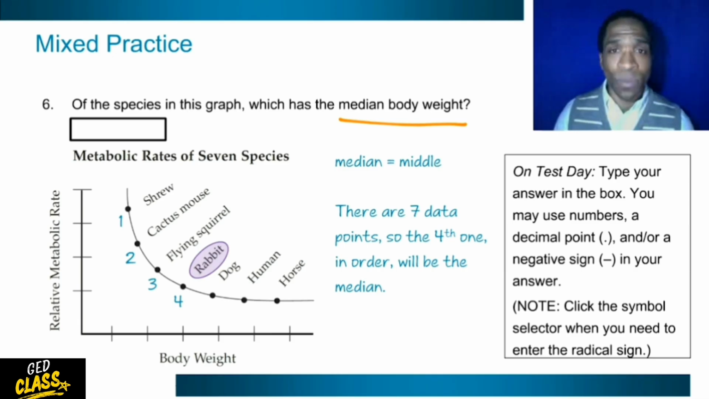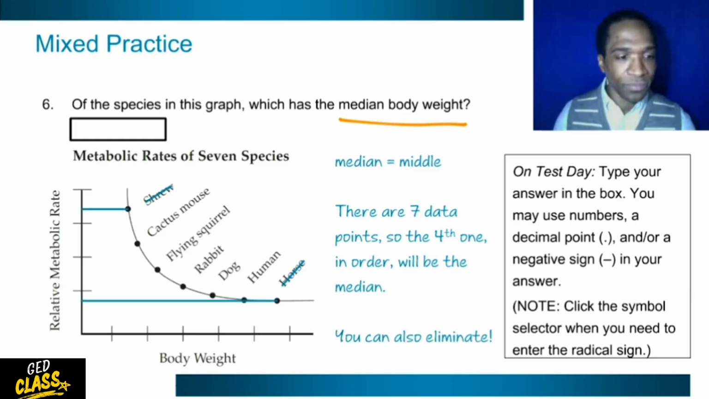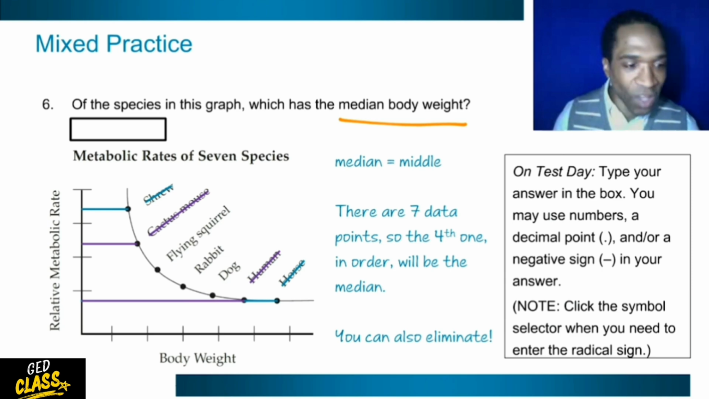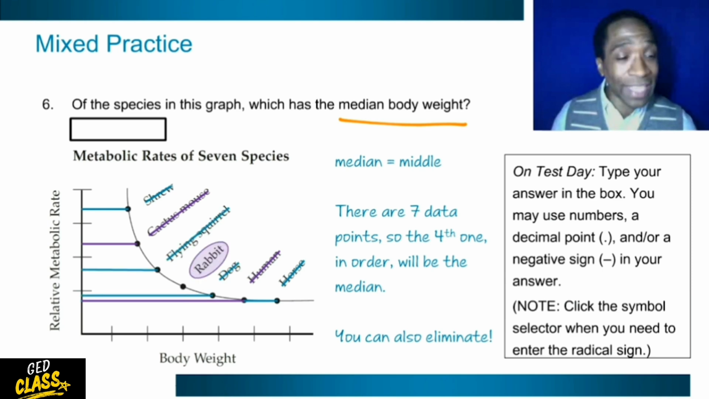Now, there's another way to get to the middle. You can work from the ends into the middle, like so. On the ends, we have shrew and horse. They're gone. Then we have cactus mouse, and that's gone along with human. And then we get rid of flying squirrel and dog, leaving us again at the middle of rabbit. Again, that's the answer. So just make sure that if median pops up, you know, okay, it's the middle. What is the middle? Making sure you're going in order to find it.